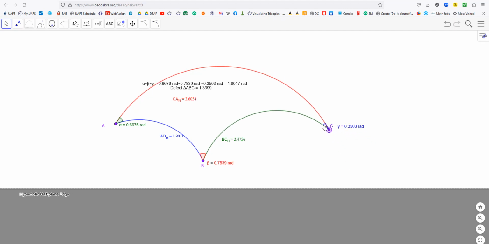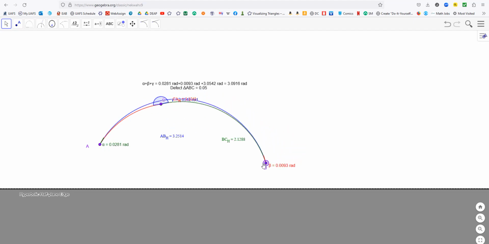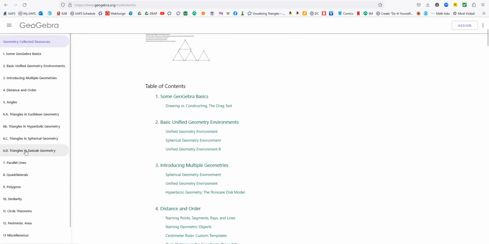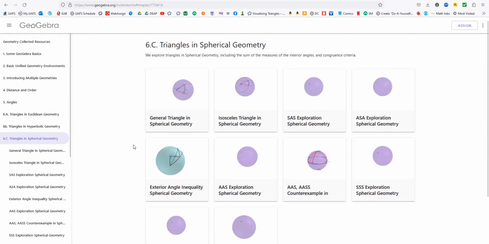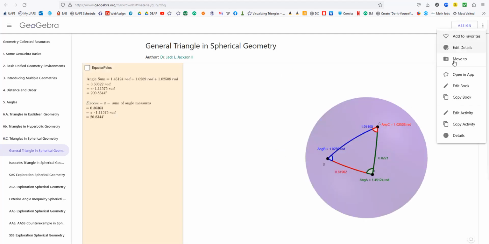Okay? And we can get it closer to pi, but we can't actually get it to be pi. Okay? So the angle measure is always less than pi in hyperbolic geometry. Okay, what about spherical geometry? Here's a general triangle in spherical geometry.